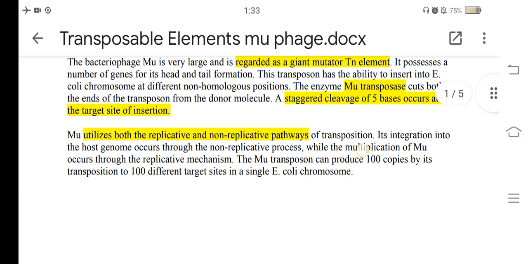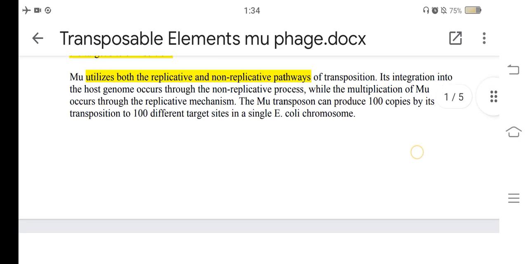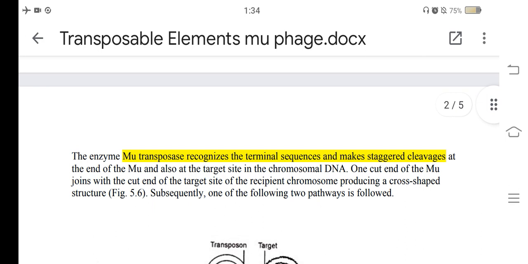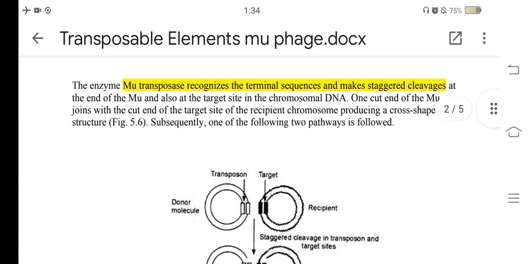Mu utilizes both the replicative and non-replicative pathways of transposition. Integration into the host genome occurs through the non-replicative process, while the multiplication of Mu occurs through the replicative mechanism. The Mu transposon can produce 100 copies, transposing to 100 different target sites in a single E. coli chromosome. The enzyme Mu transposase organizes the terminal sequences and makes staggered cleavages at the ends of Mu and also at the target sites in the chromosomal DNA.